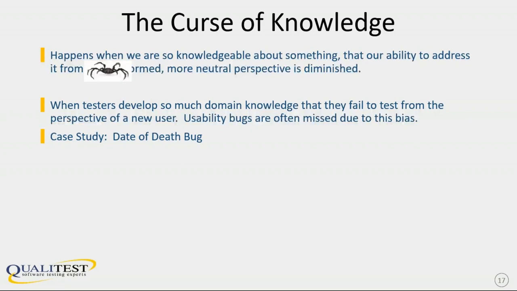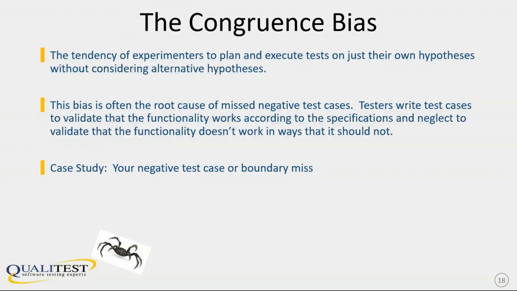Another bias that tends to affect us a lot in testing is the congruence bias, and that is the tendency of experimenters to plan and execute tests based on their own hypotheses without considering alternative hypotheses. Basically, as testers, we are experimenters. Often this bias is the cause of a lot of missed negative test cases. You write all your test cases to validate that the functionality works according to spec, but sometimes you may not validate that it doesn't do something that it shouldn't do.